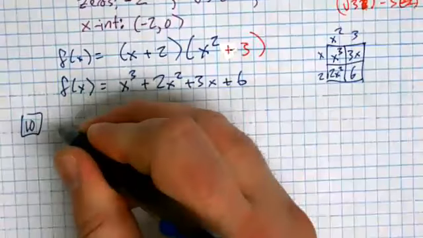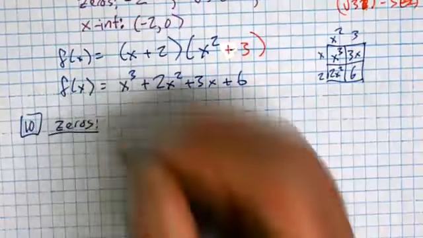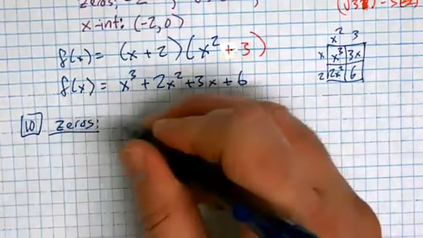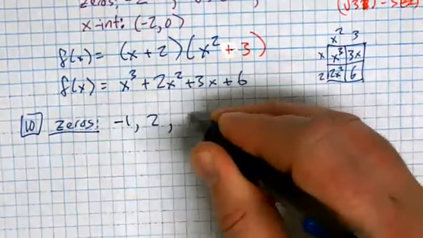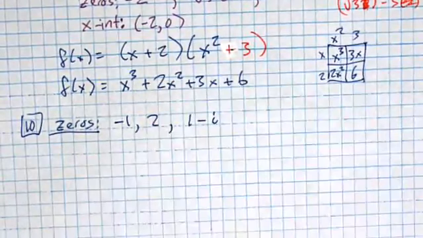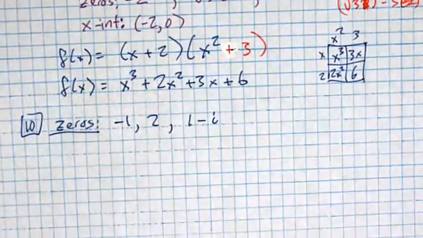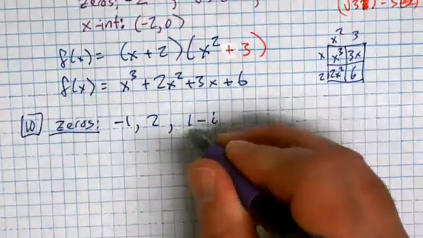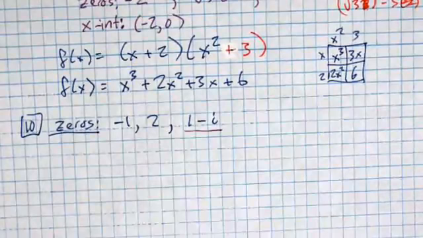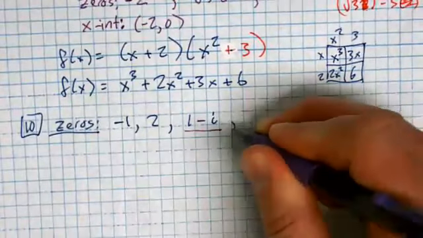And what they give us in the problem is a list of zeros. They tell us that the zeros include -1 and 2 and 1 minus i. We said minimum degree, so we don't want to go adding additional zeros unless we have to. Do we have to add additional zeros? We do, because we've got a complex zero here. And we know that complex zeros have to come in pairs. We have to have complex conjugate pairs. So we need to include another one.